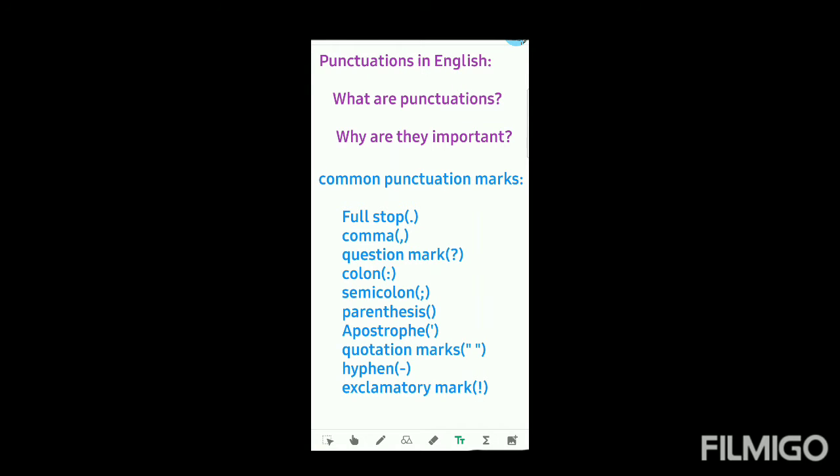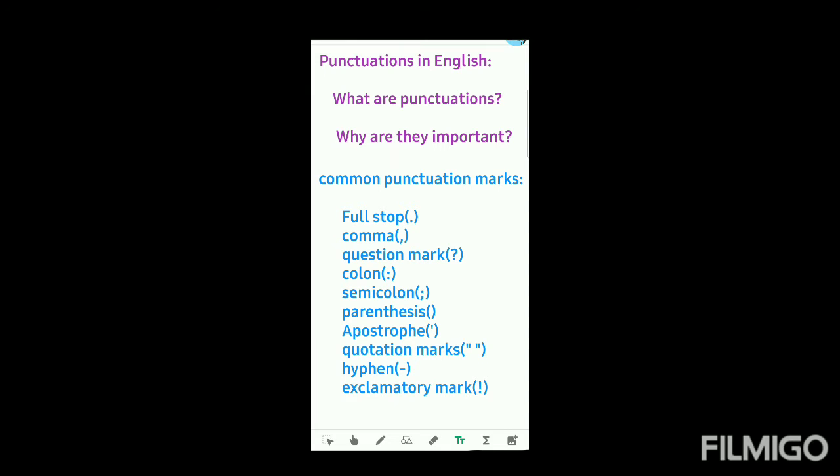So now we are going to see the common punctuation marks that we use in our sentences, and they are full stop, comma, question mark, colon, semicolon, parenthesis, apostrophe, quotation marks, hyphen, and exclamation mark. So we'll be having a common note of it, its definition, and where we use it, and also similar instances in our video. So don't skip the video for better understanding.